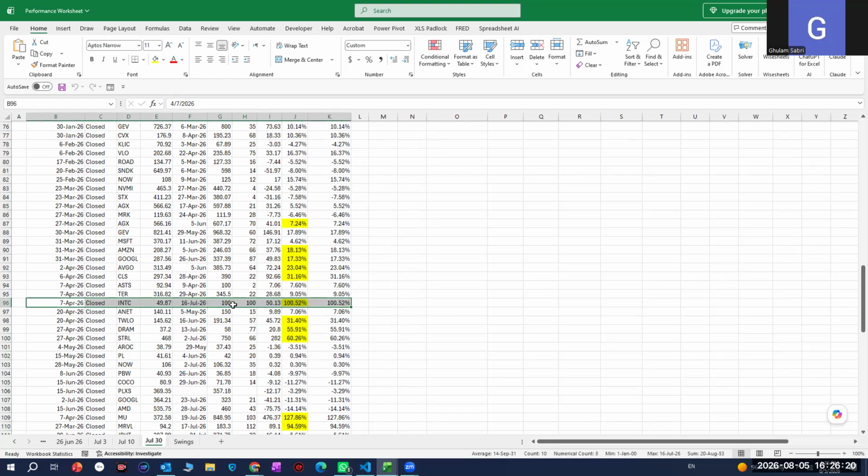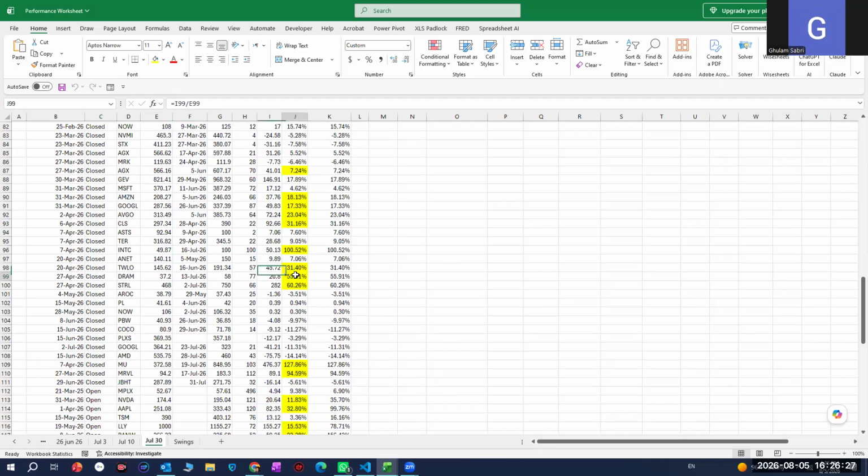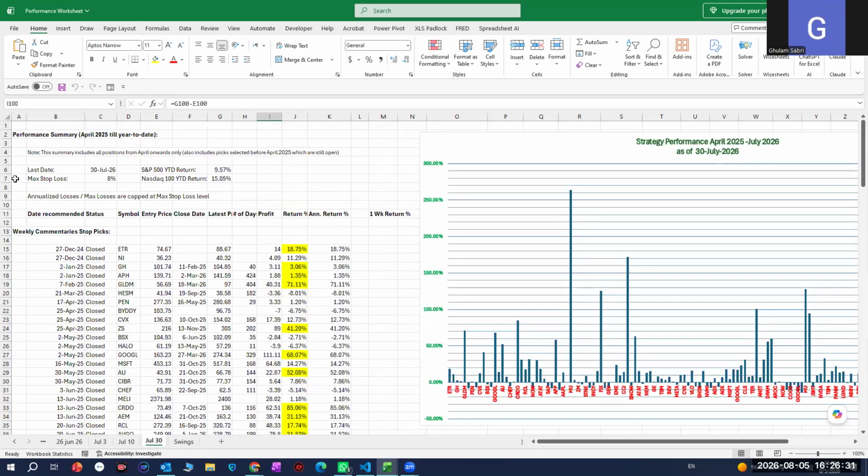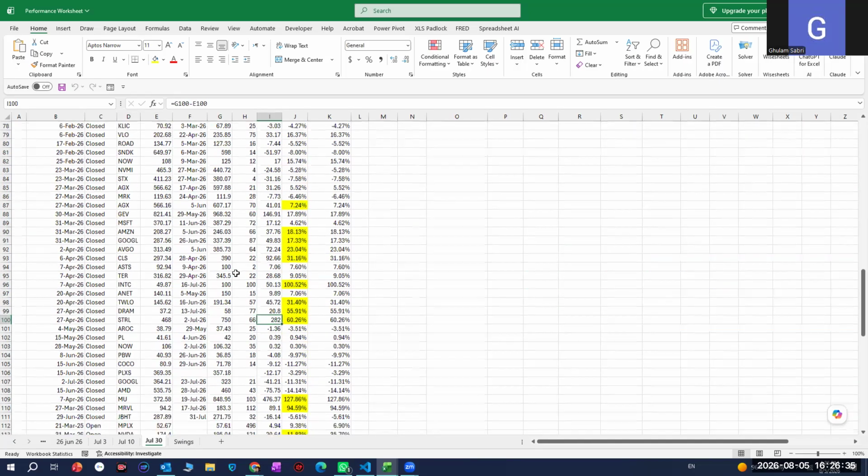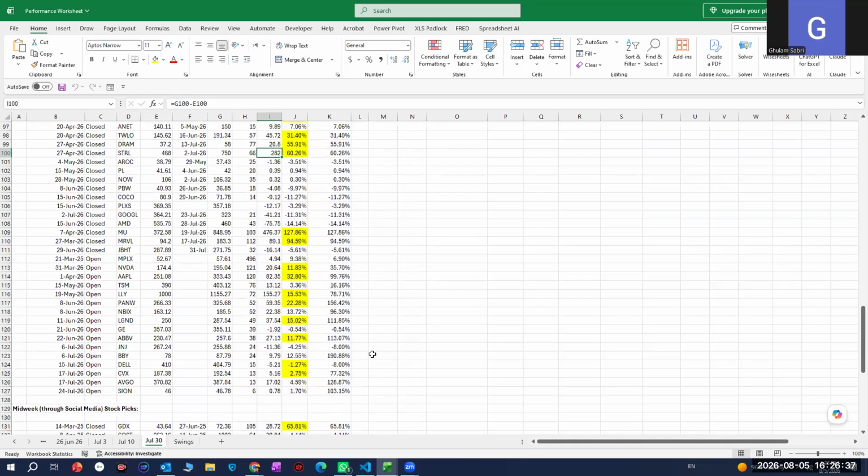We closed at 100.52% return, 16th of July. DRAM 56%, Sterling 6. Now, what is our threshold? We cut down on 8% only. But sometimes when it gaps down, you can find greater than 8% losses as well.